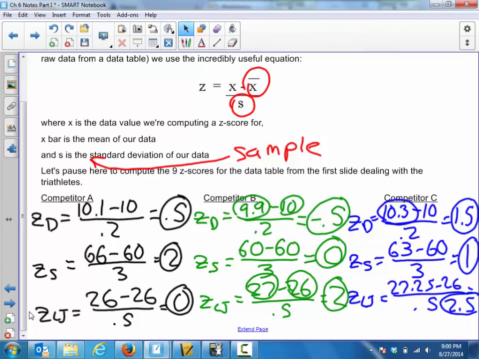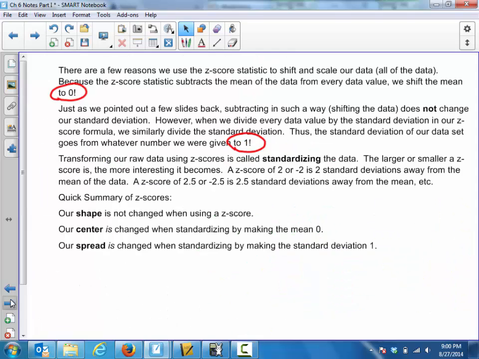from their 100-meter dash in that first row to the shot put in the second row to their long jump in the third, even though those events are measured, and the competitions work, very differently. By using these z-scores, you've got sort of a universal means of measuring from one distribution to the next. Transforming the raw data into z-scores is called standardizing the data.